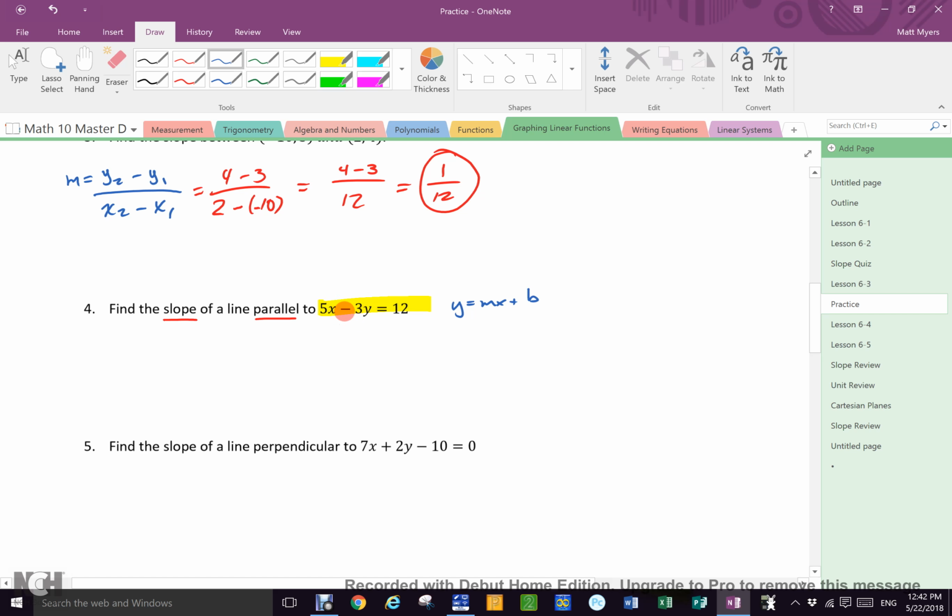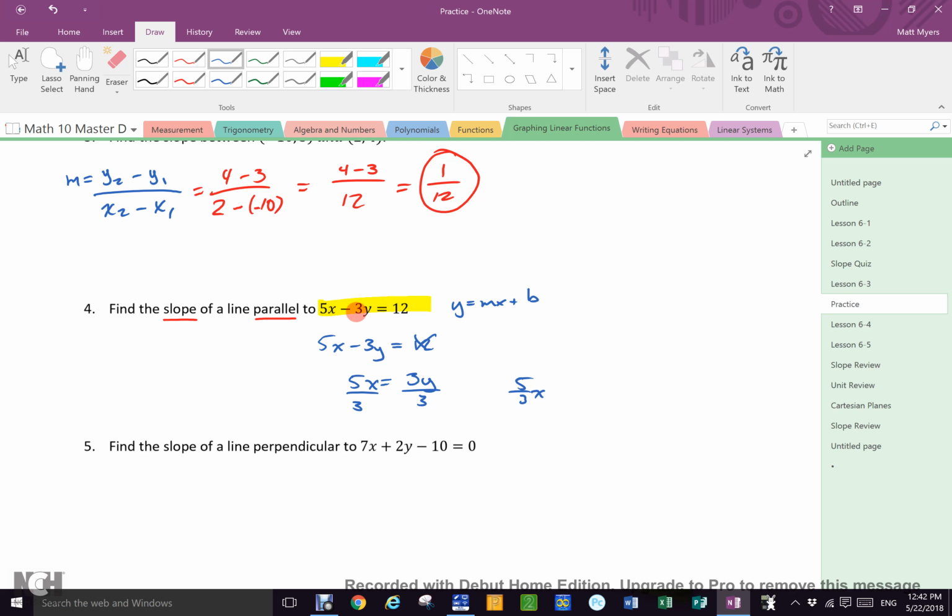What would I have to do to isolate y and make it positive? I would move the y. 5x would equal positive 3y. Now I know I don't need to care about the 12. Now what would I do to get y by itself? So 5/3 x. What's the slope of this yellow line?